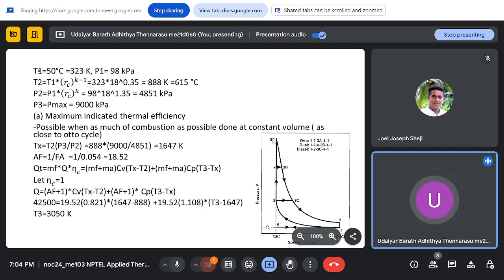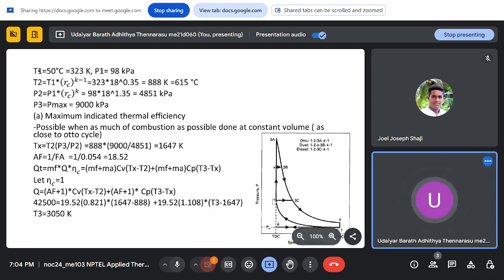But if your pressure at 3 is much above the maximum permissible pressure, which is 9000 kilopascal, then you cannot go there. Then you have to opt for a dual cycle with 2 to X reaching 9000 kilopascal, and then the remaining heat added at constant pressure. So the maximum indicated thermal efficiency is possible when as much combustion as possible is done at constant volume, so it is close to the Otto cycle. Now the 3A pressure will be much larger than your 9000 kilopascal, so we are opting for a dual cycle. That's what is given in the problem.